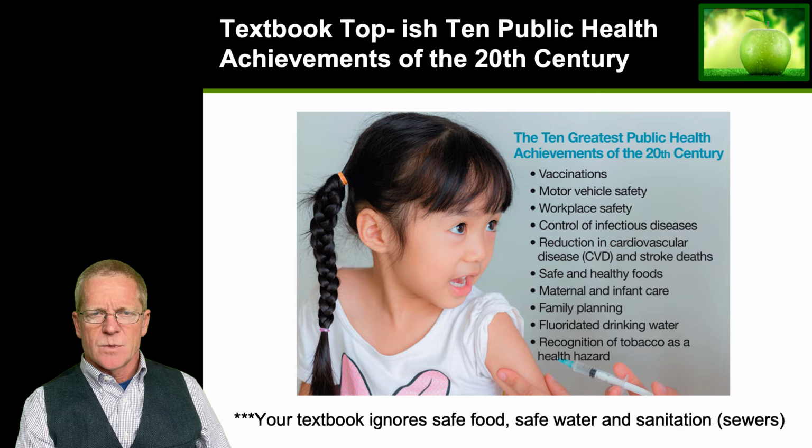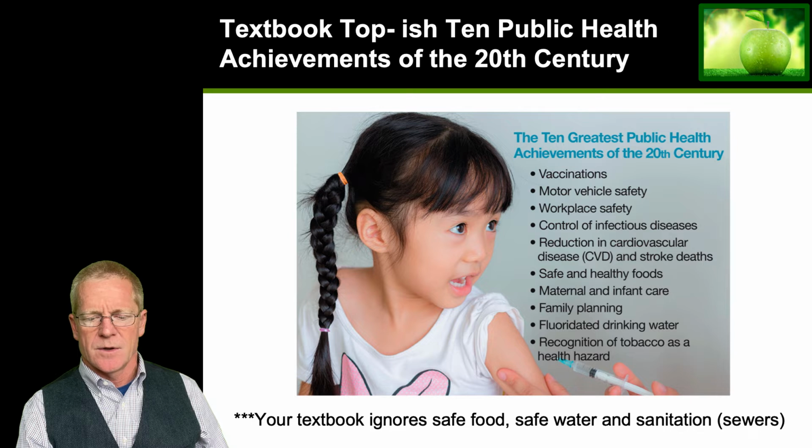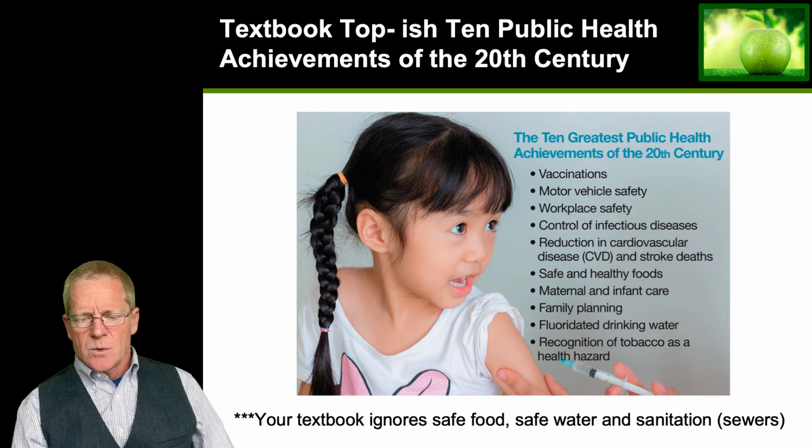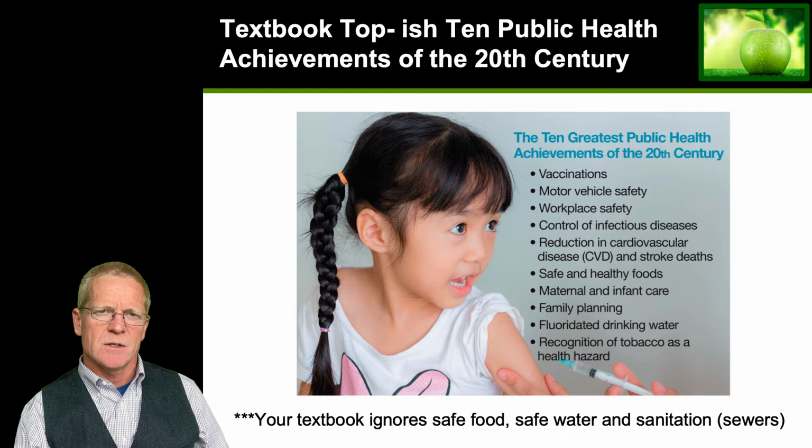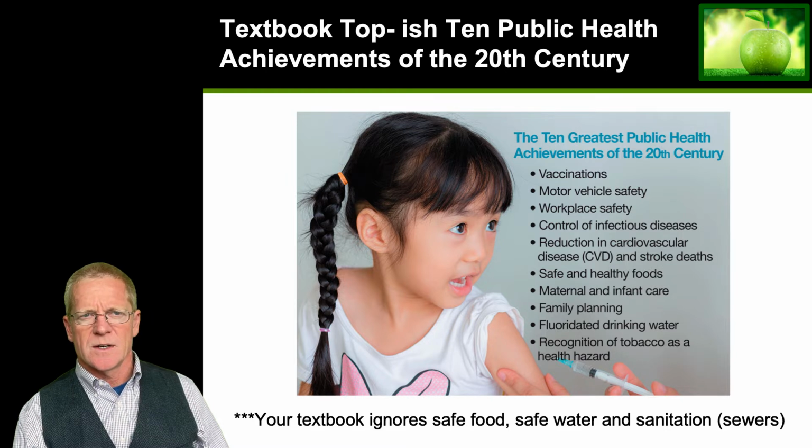Workplace safety has improved dramatically in the last 100 years. Control of infectious disease has improved. We've seen that with COVID. We're starting to understand diseases, cardiovascular deaths, such as heart attacks and strokes. We need to improve our nutrition to help reduce cardiovascular deaths, as well as our exercise capacity. Safe and healthy foods have dramatically improved health.